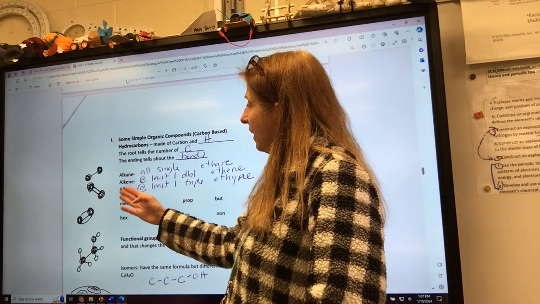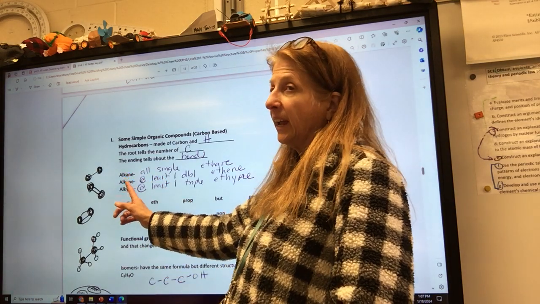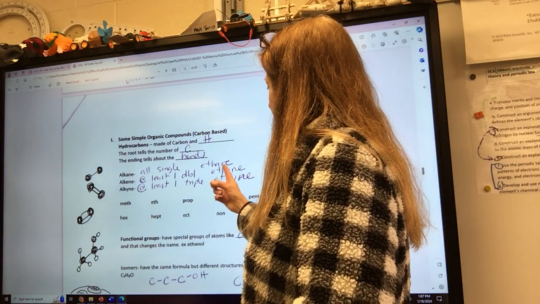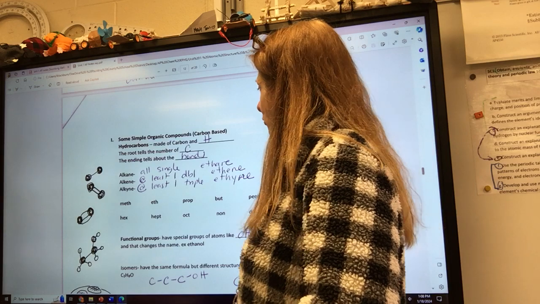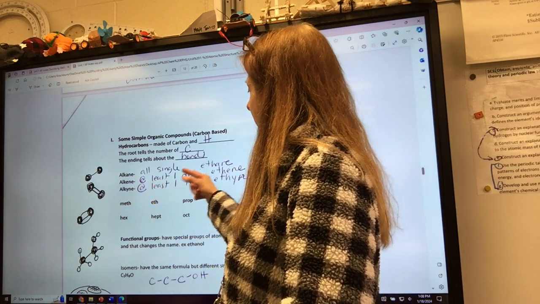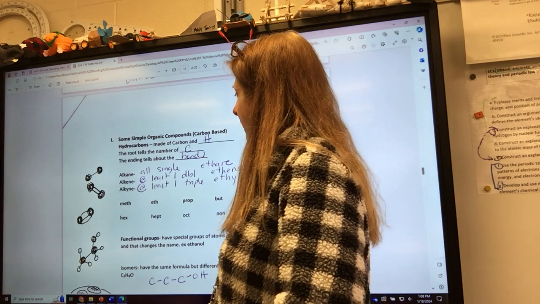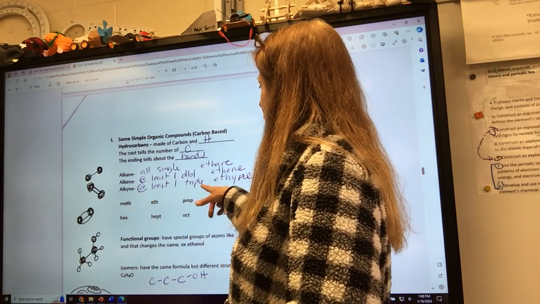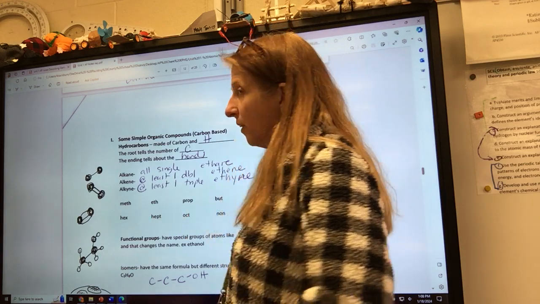They can be alkanes, alkenes, or alkynes. If it's an alkane, it has all single bonds. For example, ethane is an alkane hydrocarbon. An alkene has at least 1 double bond, so ethene is an example of that. And alkynes have at least 1 triple bond, like ethyne. So this is how you count in organic.